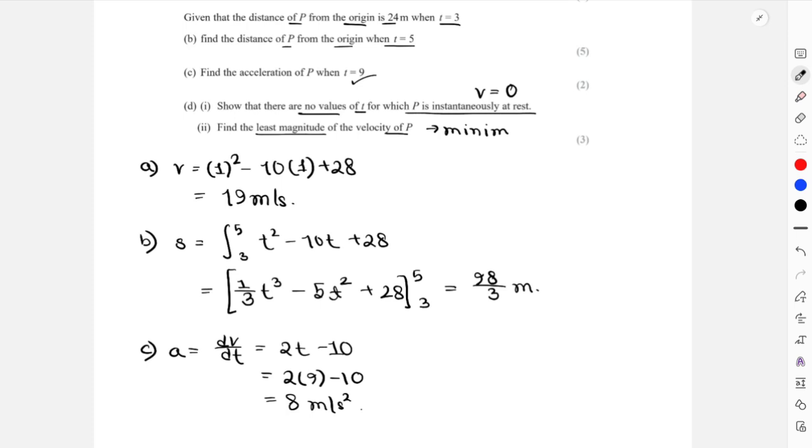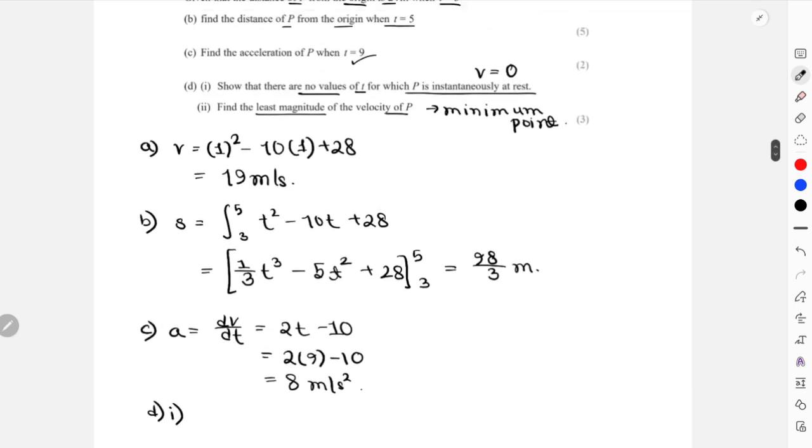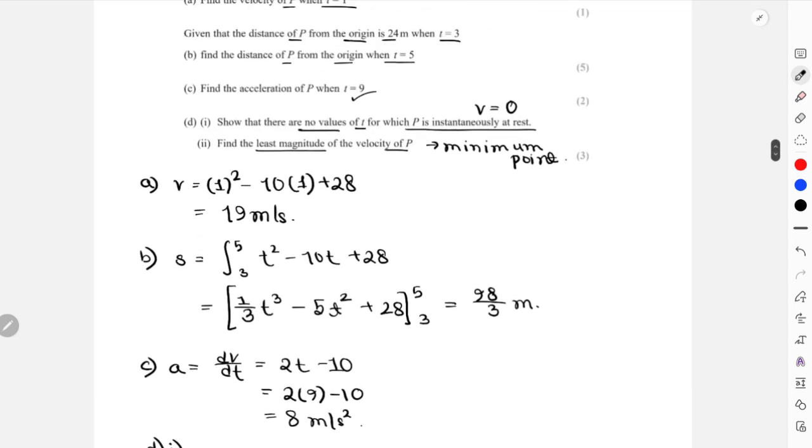You can do both things over here, but I would suggest using completing the square because then it's just easier and less time consuming for this point. Now for part D1, I want to show that they do not have any point where the object comes to rest, where the object will be at rest over here.